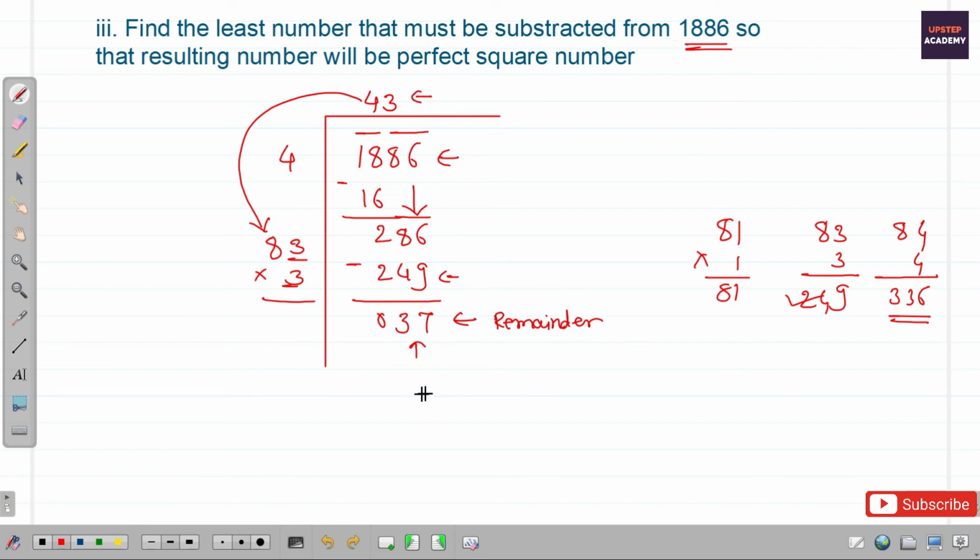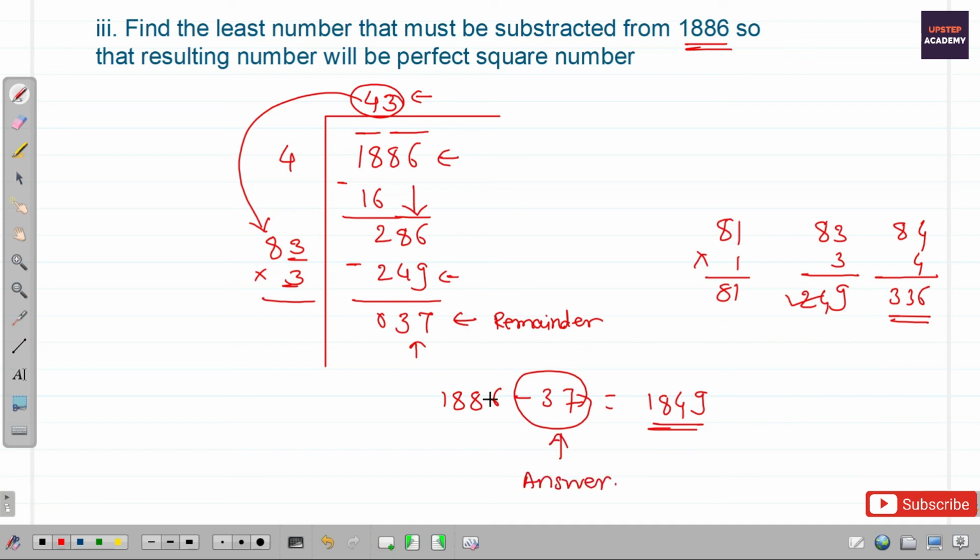So that required number will be 1886 minus 37. Let me check which number comes over here. 16 minus 7 is 9, this 7 minus 3 is 4, and here 18 as it is. So this is the number which is a perfect square number, and its square root is this 43. But the question they asked us is which number we should subtract from the given number. So this is the number which we need to subtract from the given number. So 37 is nothing but our answer.